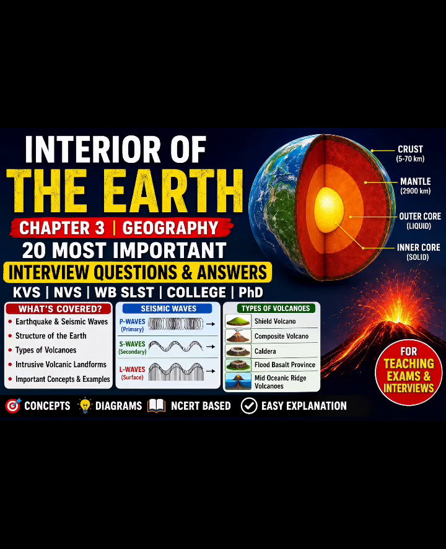Next question, why are S waves more useful than P waves in understanding the earth's interior? So because S waves cannot travel through liquids, their disappearance beyond the outer core provides clear evidence regarding the liquid nature of the outer core.